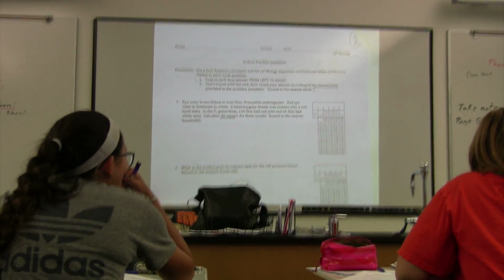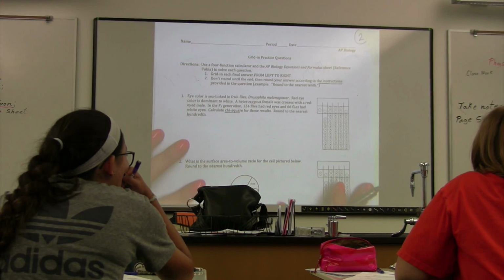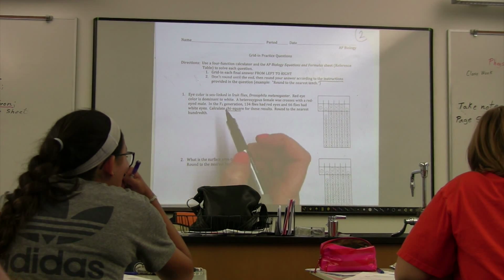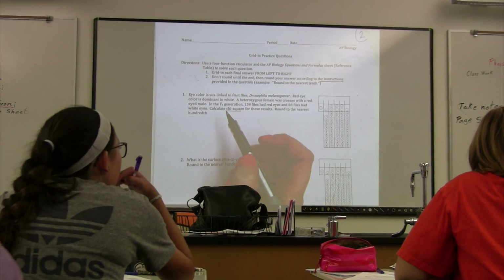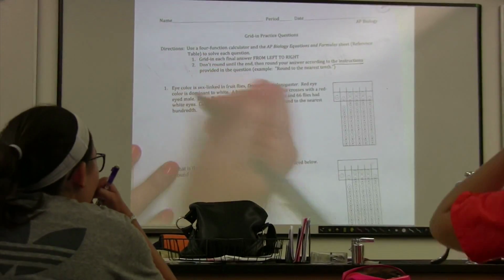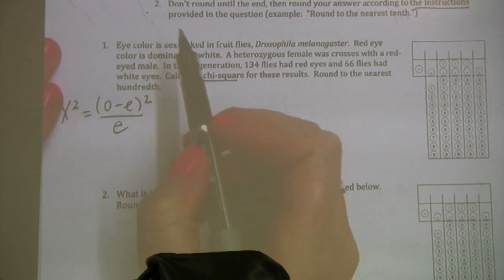I zoomed in and we'll walk through it for you. First thing I want to do, because I'm setting this up and I have limited time, is write my formula that I looked up on my formula sheet so I know exactly what I have: chi-square equals the sum of observed minus expected squared over the expected. Then I'm going to read my problem.